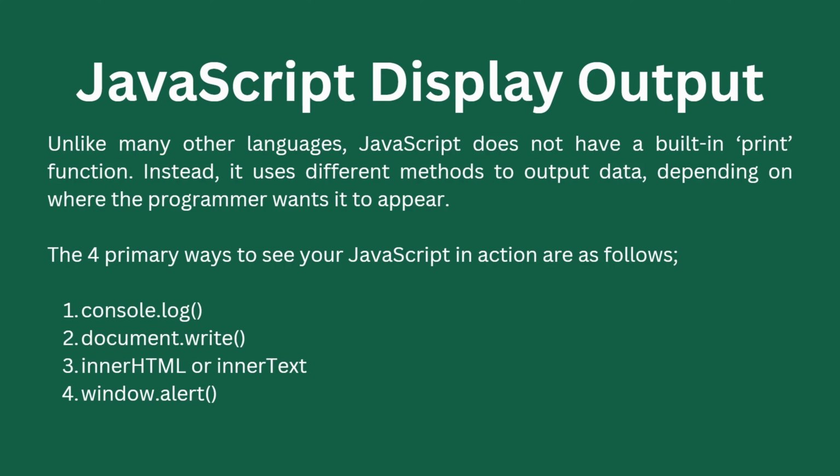Number three, we can also display the output by embedding the JavaScript program into innerHTML or using innerText. And the last, we can display the output of JavaScript through window.alert.